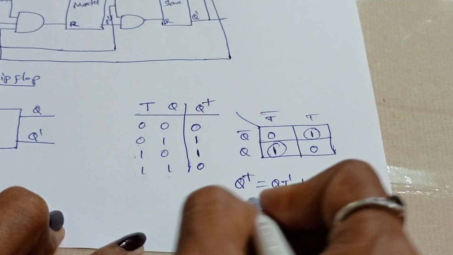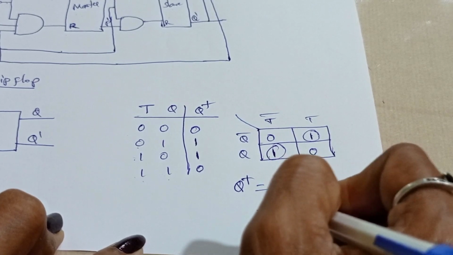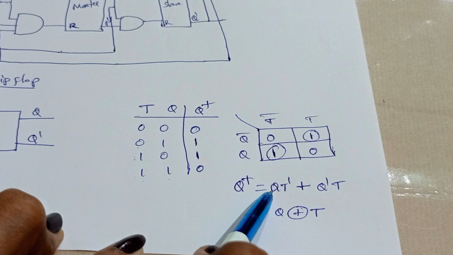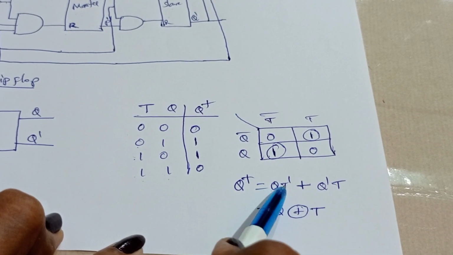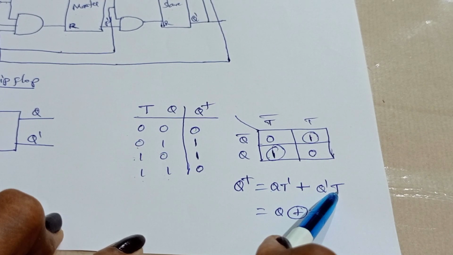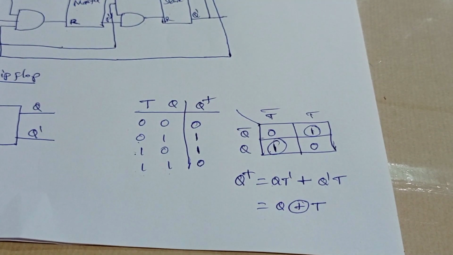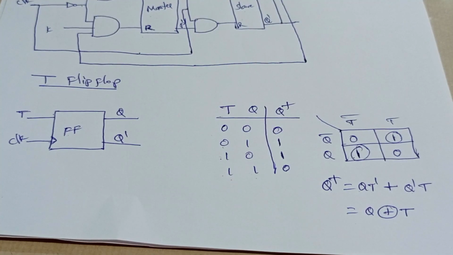This can be written as Q exclusive OR with T, because Q is constant here and T is the inverted value, and in the other term Q is the inverted value and T is unchanged. So we can take this as Q exclusive OR T. This is the T flip flop.